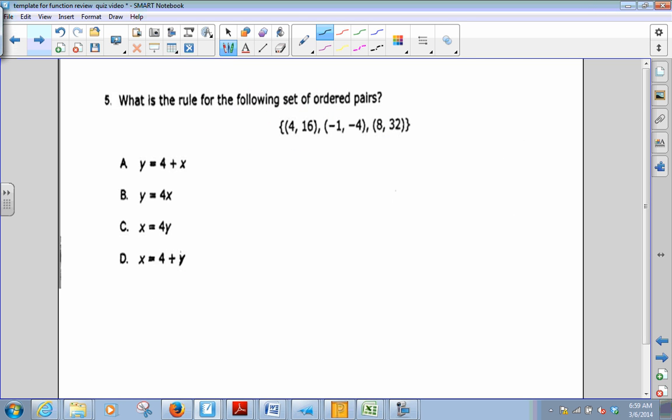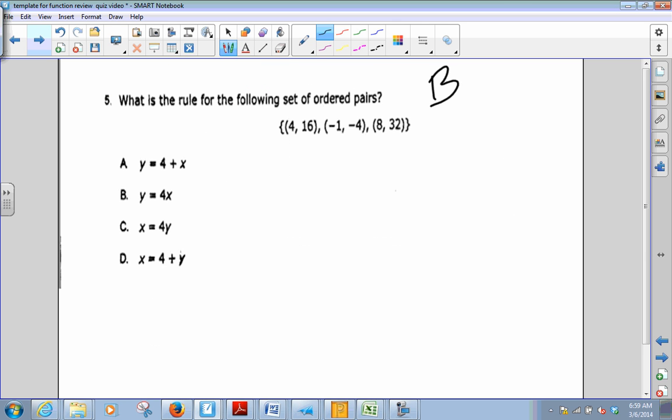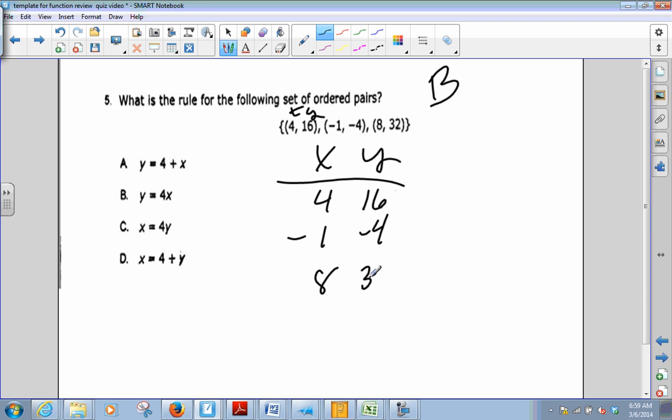Number 5, what is the rule for the set of ordered pairs? The answer you should have gotten is B. If you got it right, just go ahead and fast forward. If you didn't, let's take a look at it. What might be easier for you is to rewrite these ordered pairs as a table. It's really asking exactly the same thing that this question asked. It's just that it's not a table, it's a set of ordered pairs. So remember that your first number is x, your second number is y. If I were to rewrite these in a table, I would go 4, 16, negative 1, negative 4, and then 8, 32. So I'm going to go ahead and try out my answers and see if they work.